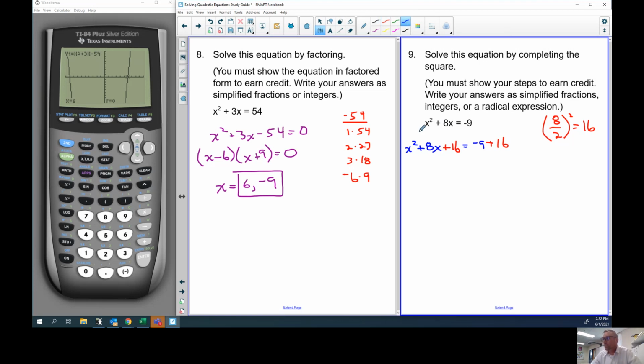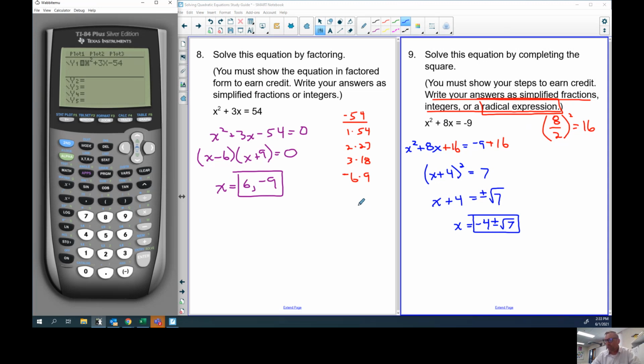Now I can write this as a perfect square, a binomial squared, x plus 4 squared equals, we'll simplify this, 7. Then we'll take the square root of both sides. X plus 4 equals plus or minus the square root of 7. And then I'll subtract 4 from both sides. This says to write your answer as simplified fractions, integers, or radical expression. So in this case, we got that radical expression. That's our answer. Could we turn that into approximate decimals? Yes, we could. We're not asked to do so, so we leave our answer as is.